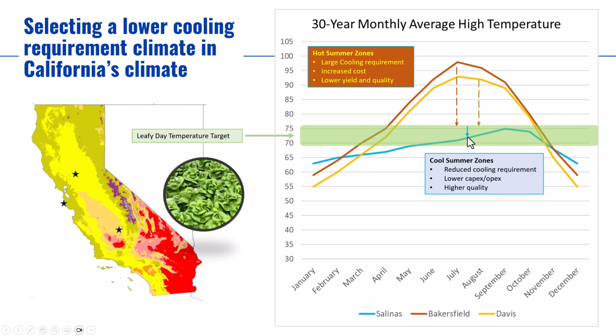and these are the cool summer zones we talked about on the coast. These have a reduced cooling requirement. They have lower capital investment costs and lower operating costs. And oftentimes, if you know what you're doing, you can get amazing quality out of facilities placed in these incredible climates like Salinas, California. And again, that's why so much open field production is currently done in specific areas because of the climate.